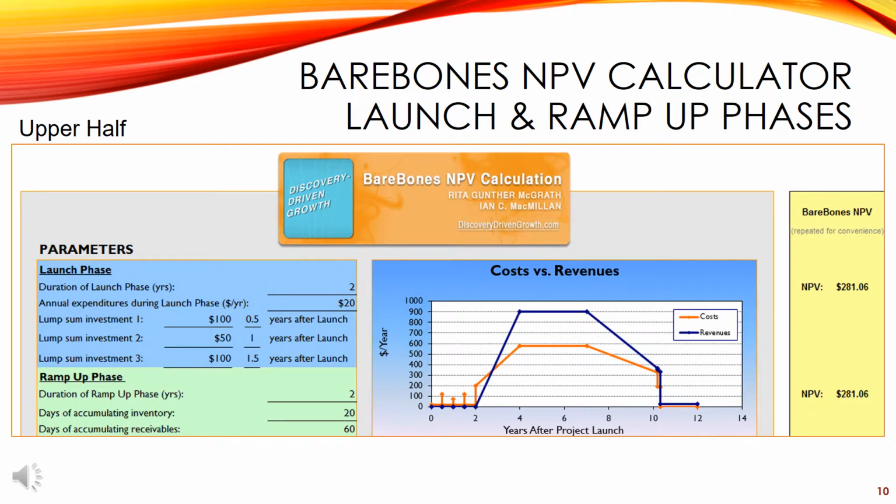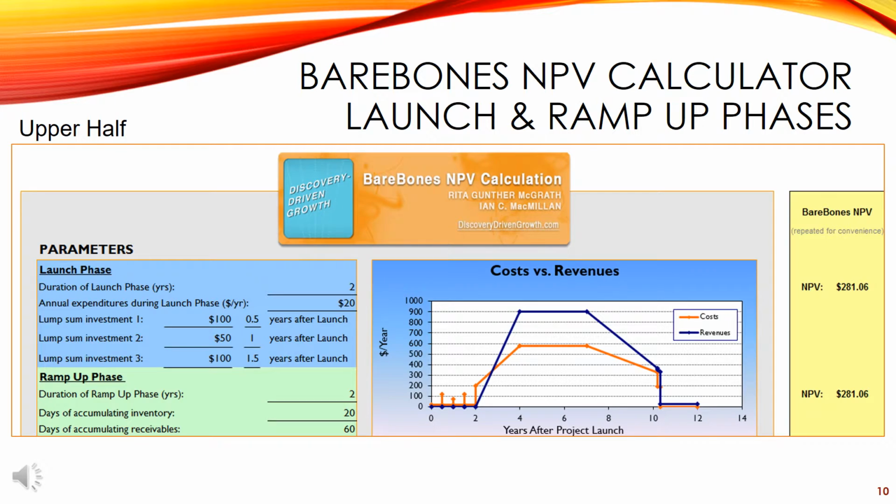The upper half of the model requires input of key data and information related to the launch phase and the ramp-up phases. And you'll see that those input areas are over on the left side of the model. Key variables required in this portion of the model are duration in years, expenditures during the launch phase, investment amounts, days of accumulating inventory, and days of accumulating receivables.